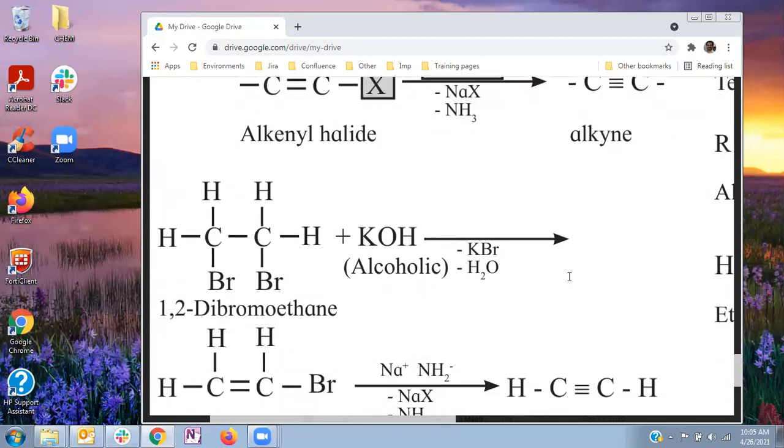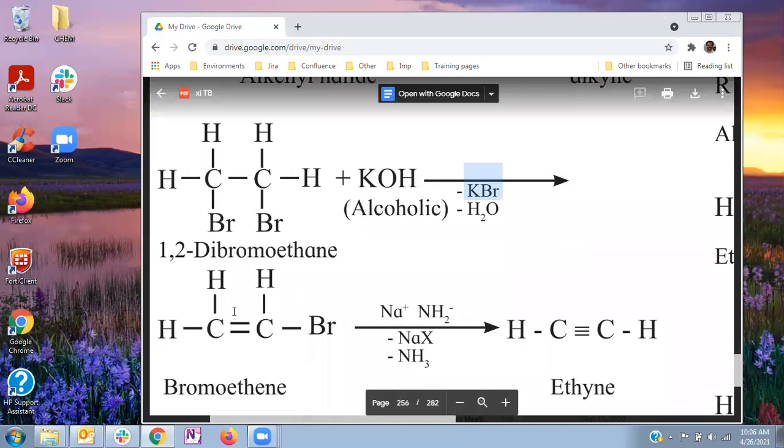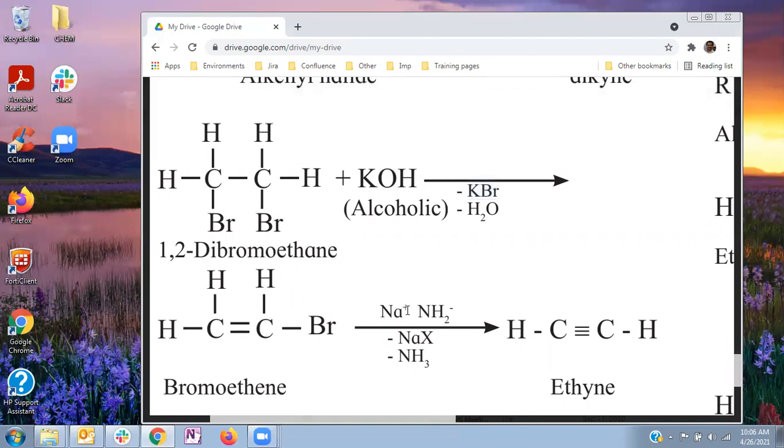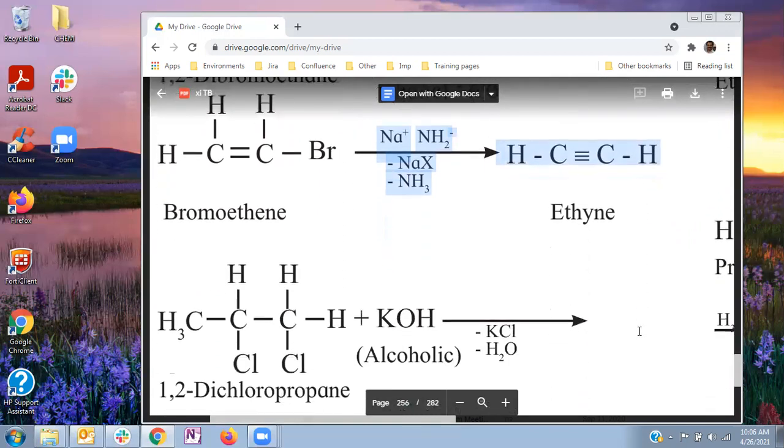A particular example is 1,2-dibromoethane, that is two bromine atoms present on adjacent carbon atoms. When heated with alcoholic KOH, the side products are KBr and H2O. The product obtained is bromoethene, containing bromine and hydrogen. Then it is treated with sodamide, that is NaNH2. One of the side products is sodium bromide and ammonia, and the main product is ethyne, that is acetylene.